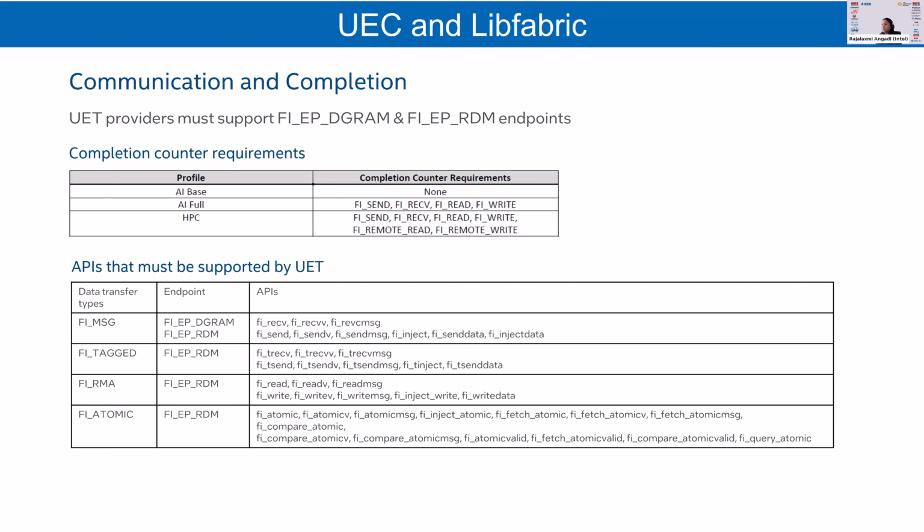So for fi_msg, variations of fi_send and fi_recv APIs must be supported with both datagram endpoints and RDM endpoints. So UET providers also must support FI_EP_DGRAM and FI_EP_RDM endpoints. And similarly, for the other types of endpoints like RDM endpoints, along with the different types of data transfers, we have listed the APIs that must be supported. Next, we'll see how packet delivery is handled.